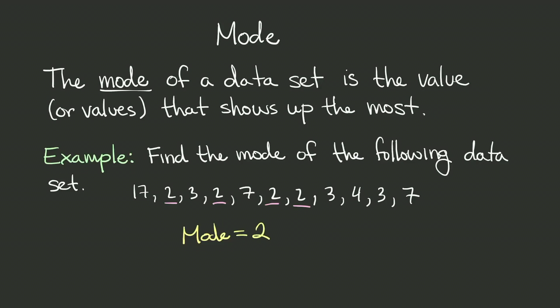Now there can be multiple modes if there's a tie for the number that shows up the most in your data set. There can also be no mode if every number shows up the same number of times. So in particular, if every number only shows up once, there is no mode.